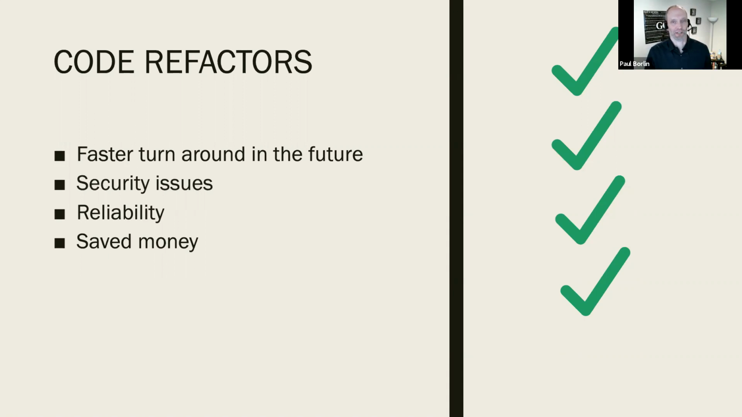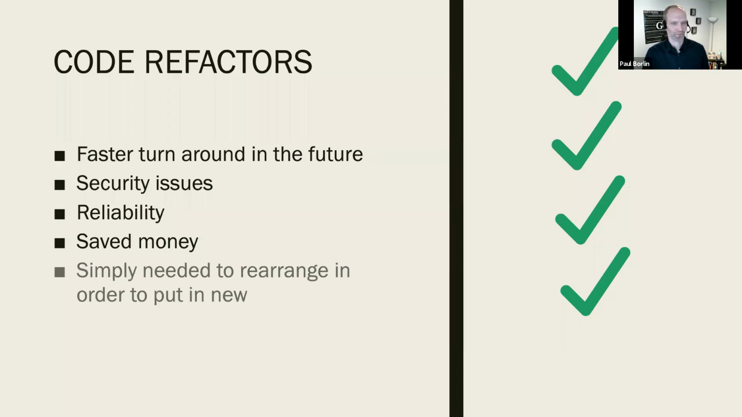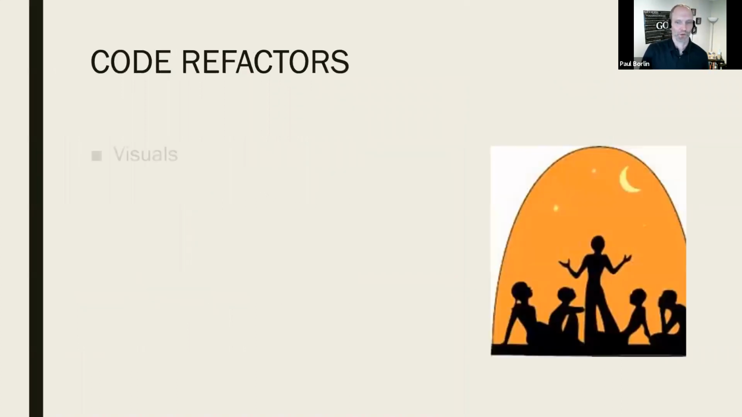Did it save the company money? So maybe you've got this huge app that's just sucking your Amazon budget, and by doing this refactor, now you saved the company $100,000 a year. Highlight that. Or did you simply need to rearrange in order to put in the new? Sometimes you just have to knock down things to put in some new things. So use visuals like in the backend and the spikes that I've talked about. You give them context all the way around.